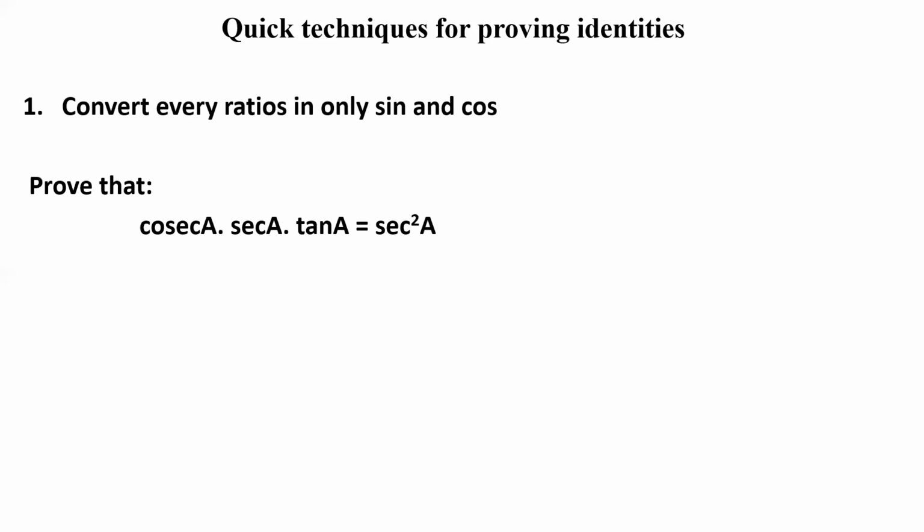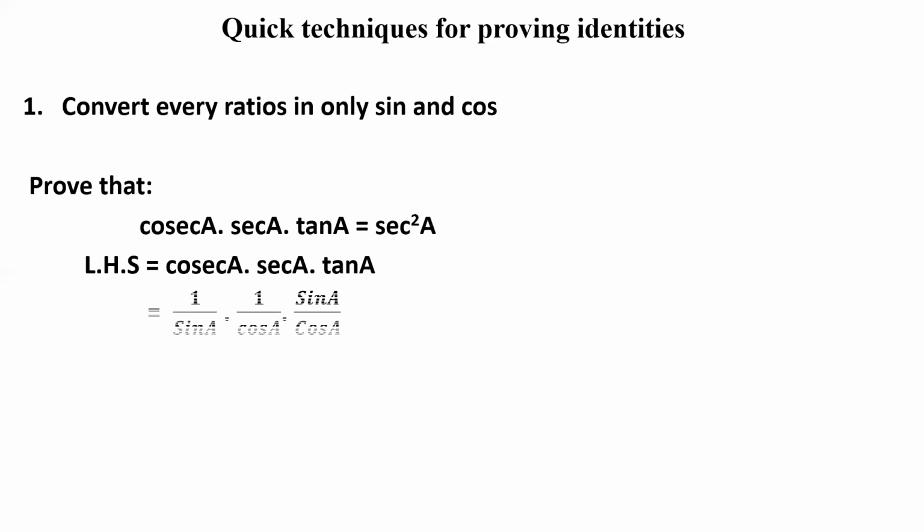Prove that cosec A times sec A times tan A is equal to sec square A. Here, LHS is cosec A dot sec A dot tan A. So we need to convert every ratio in terms of sine and cos only. Cosec A is 1 by sine A, sec A is 1 by cos A, and tan A is sine A upon cos A. So we change every ratio in terms of sine and cos.